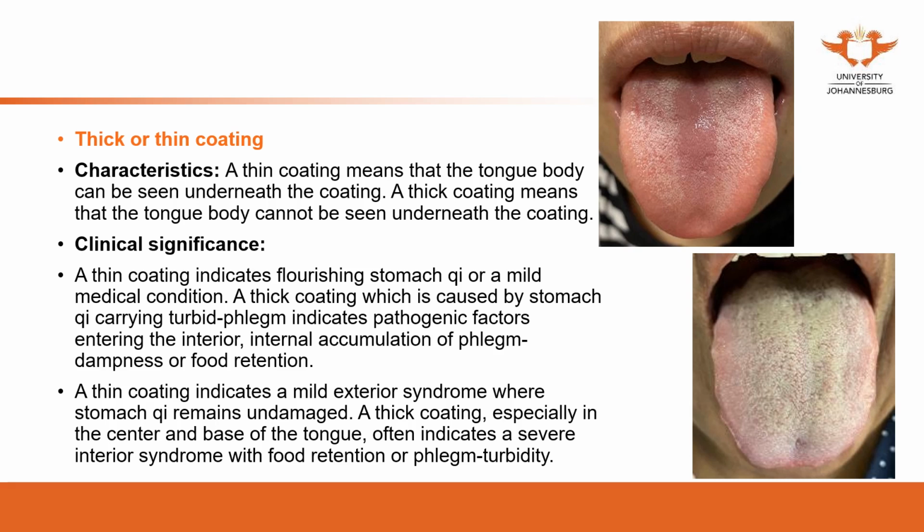The thick tongue coating indicates the pathogen and also the healthy qi. So when you see a thin coating, you think about the stomach qi. With a thick coating, you think about the pathogens. The pathogens also can affect the internal organs.